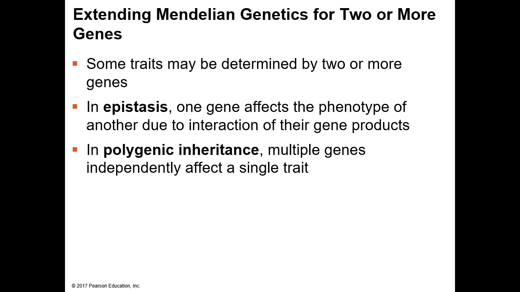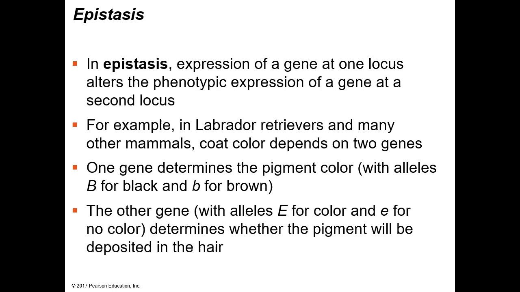Some traits may be determined by 2 or more genes. In epistasis, one gene affects the phenotype of another due to interaction of their gene products. In polygenic inheritance, the word poly meaning several and genic meaning genes, multiple genes independently affect a single trait. In epistasis, expression of a gene at one locus alters the phenotypic expression of a gene at a second locus.